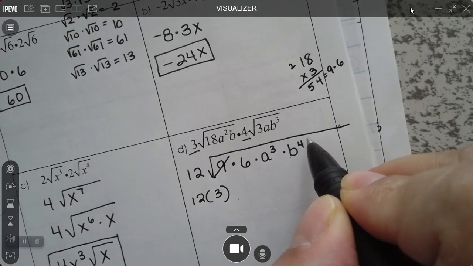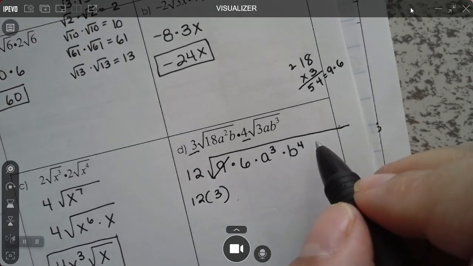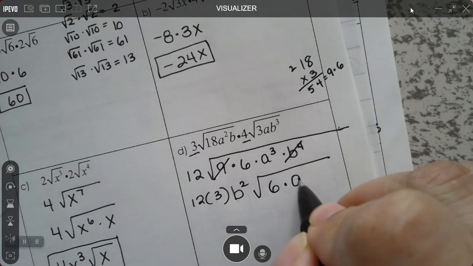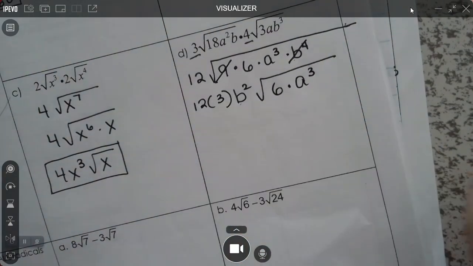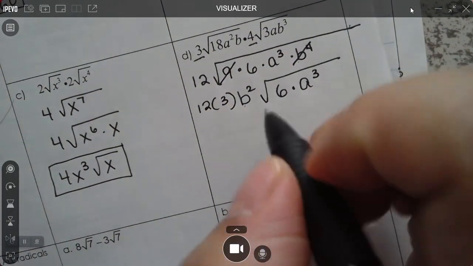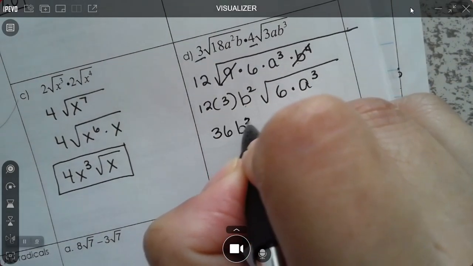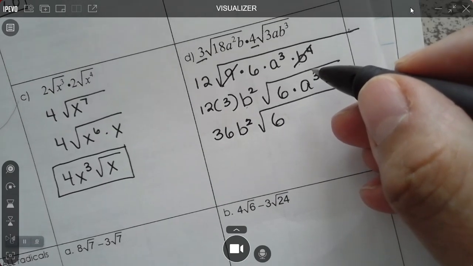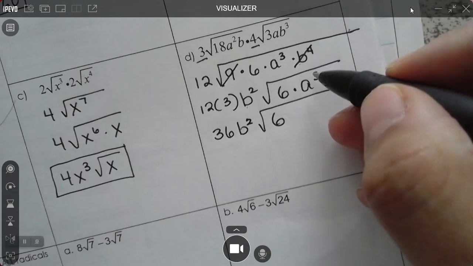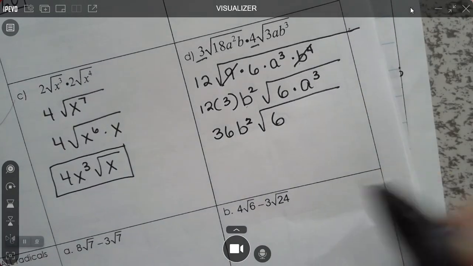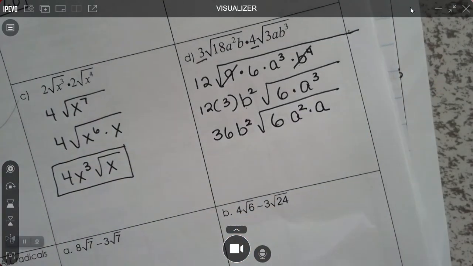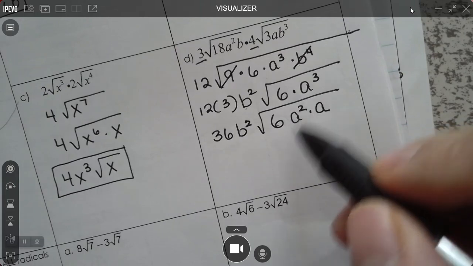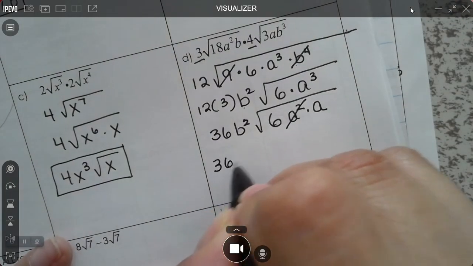B to the fourth. B to the fourth is an even exponent, right? What's 4 divided by 2? All right, so it's going to come out as a b squared. 12 times 3. All right, this is an odd exponent. Yes or no, Deanna? This is an odd exponent, right? All right, so we just subtract 1, right? What's 3 minus 1? All right, last thing to take out, this even exponent, a squared. What's 2 divided by 2? 1, so it's going to come out as a single a. Lord have mercy.